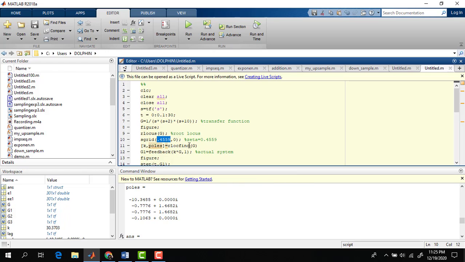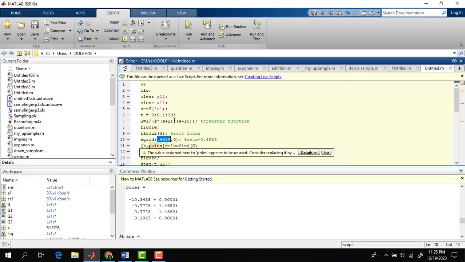This rlocfind command is actually used to specify a particular point in the root locus. So if you have the root locus and you are using this rlocfind command, then whatever point you choose, this command will give you back the k or the gain and the dominant poles corresponding to that point. Whatever point you choose on the root locus, this command will give you back the gain at that point and the poles at that point for the root locus. So we will need these two.